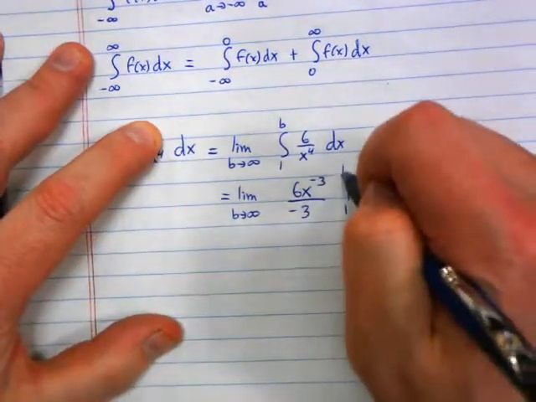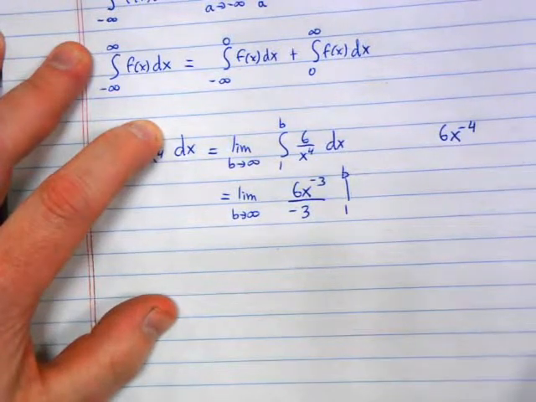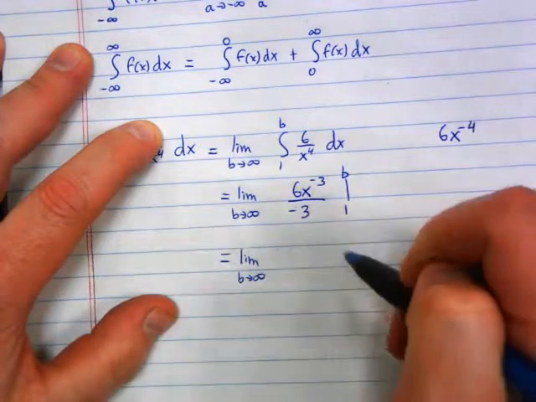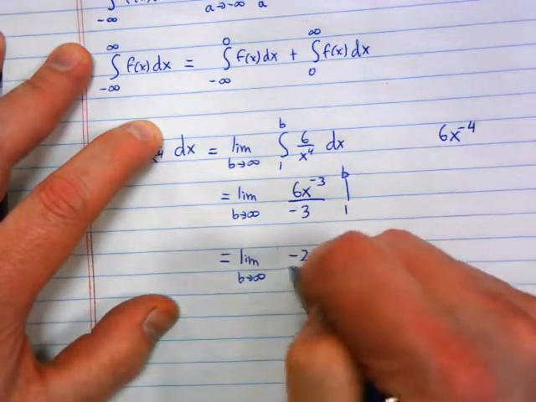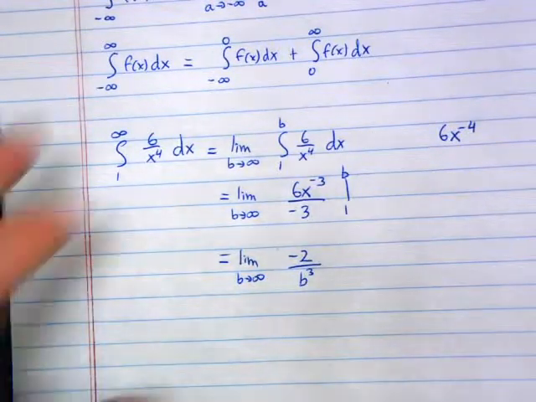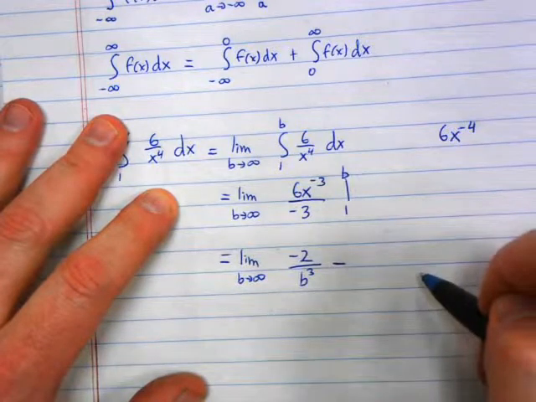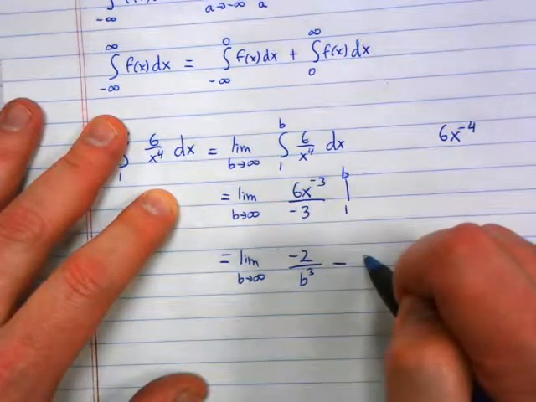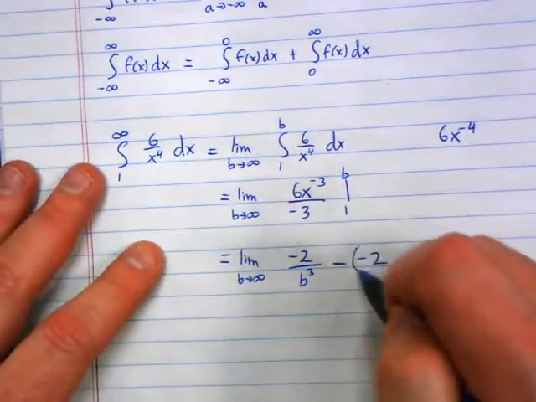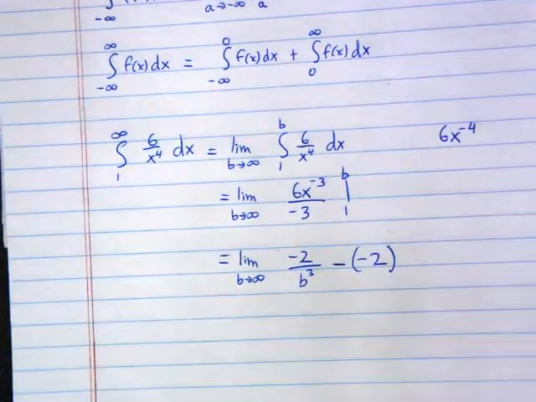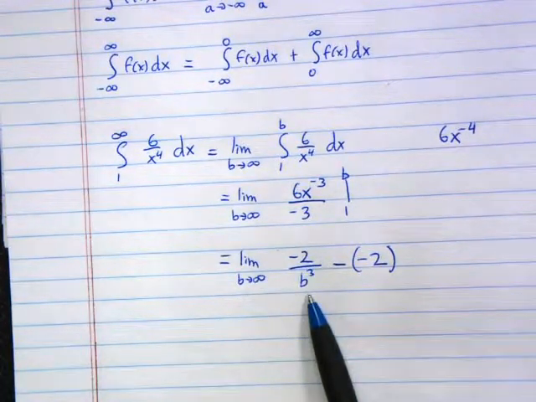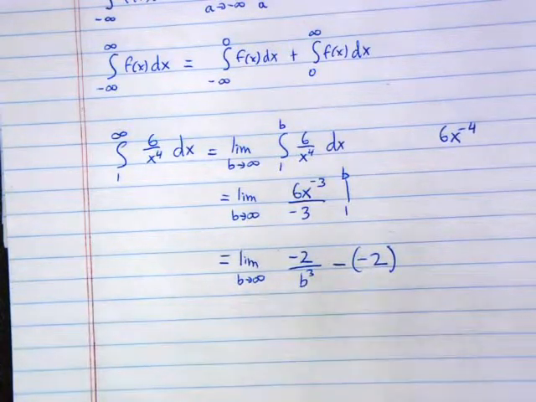Evaluate at 1 and b. This is the limit as b goes to infinity of negative 2 over b cubed. So that's what I get when I plug in b, minus when I plug in 1, I get negative 2. What happens as b goes to infinity? Negative 2 over b cubed goes to 0. 0 minus negative 2? 2.